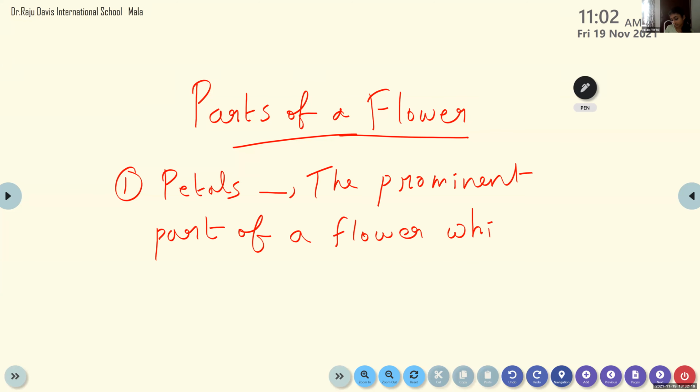The prominent part of a flower which gives color. So, who gives color? The petals. Which prominent part of a flower gives color? That is known as petals. And different flowers have different petals and different colors, that you already know. And sometimes the shapes of the petals are different.